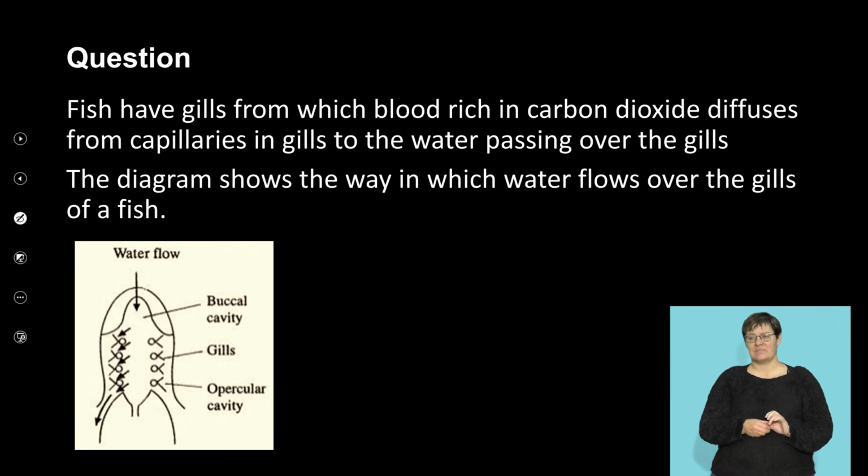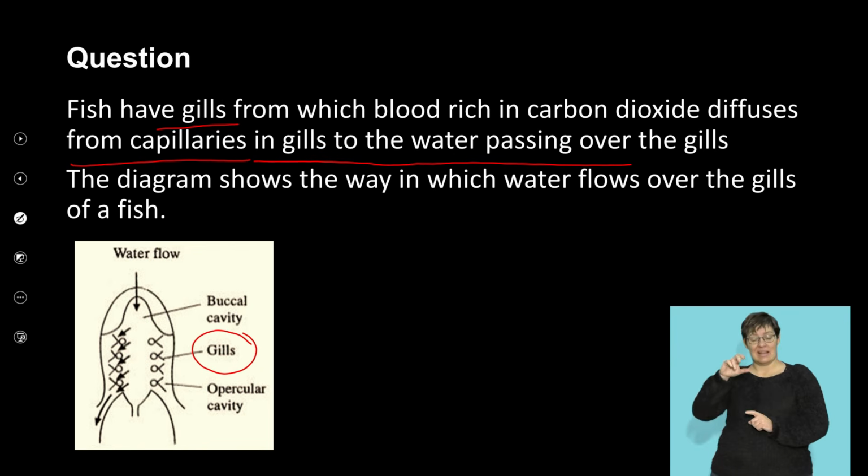Okay, guys, now this is quite a challenging question, I'm not going to lie to you, that we've put in here, and it's a question on the fish. Now let's read what it says. Fish have gills, from which blood rich in carbon dioxide diffuses from capillaries. And here we see with a diagram, they've got the gills. So the carbon dioxide diffuses from the capillaries in the gills into the water passing over the gills. So what happens is we're looking at this whole concept that oxygen is going to go into the gills and the carbon dioxide is going to go out.